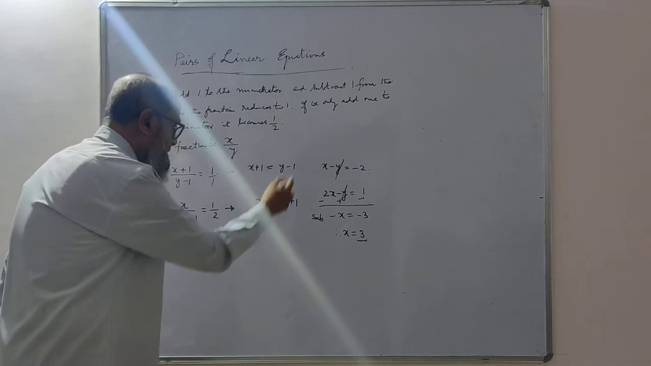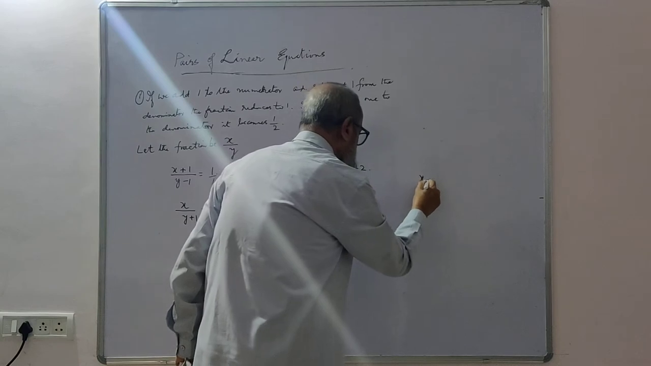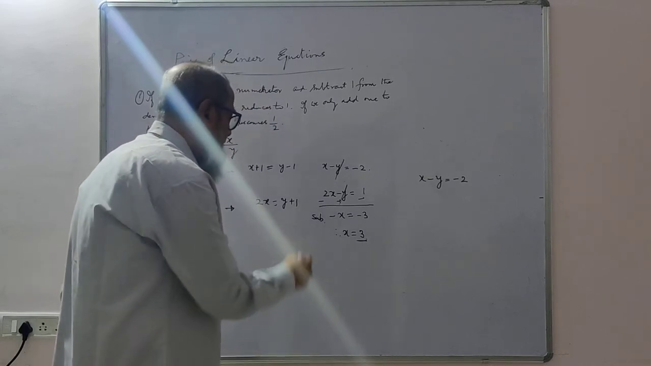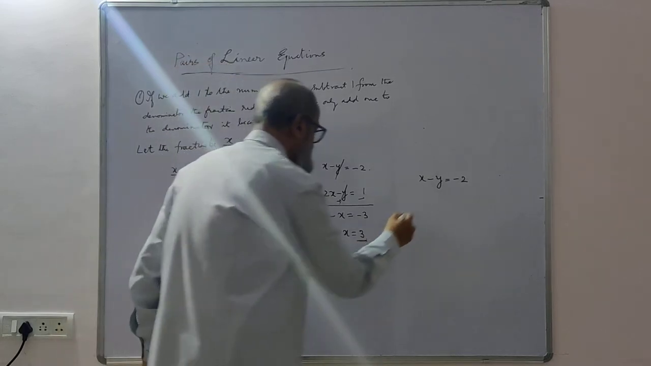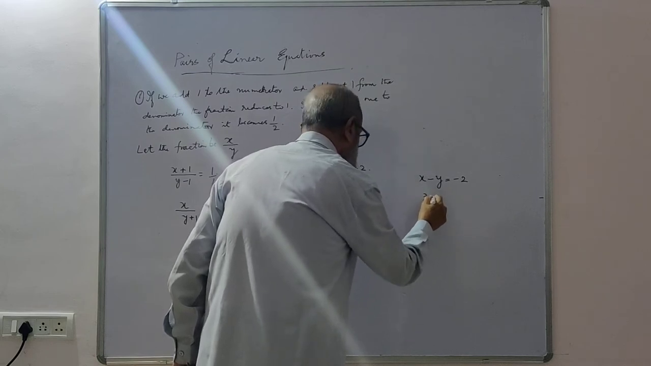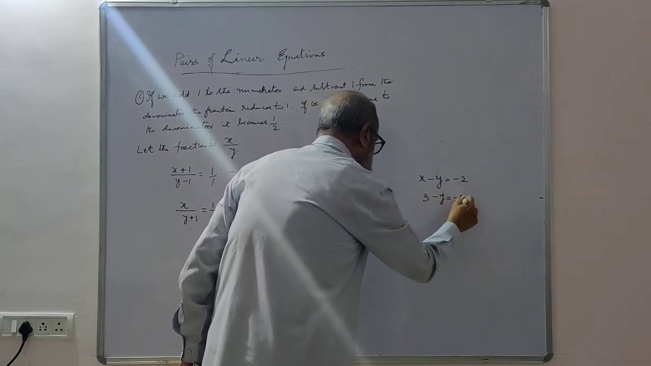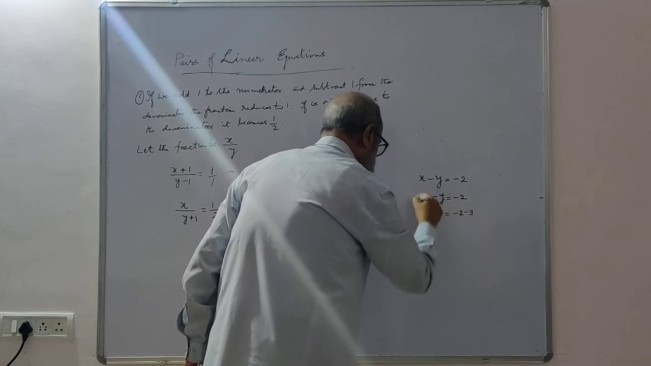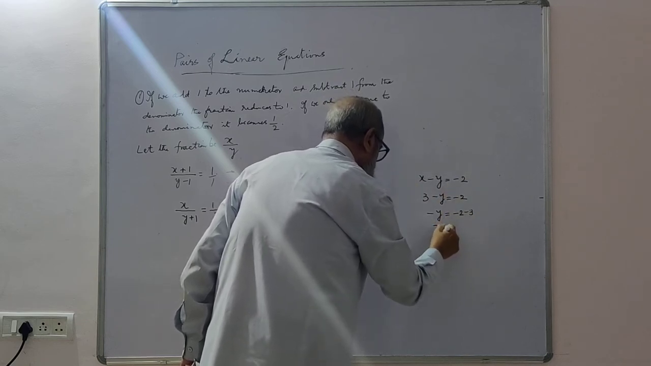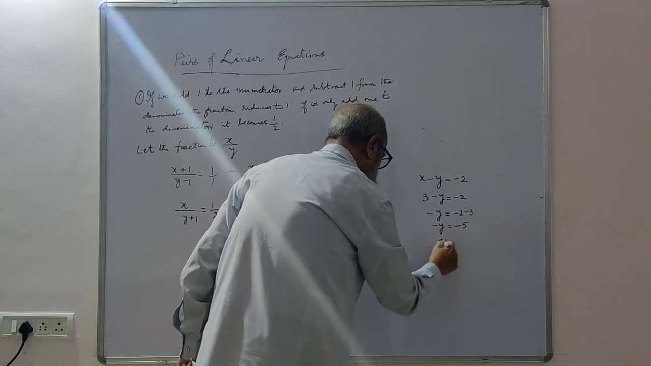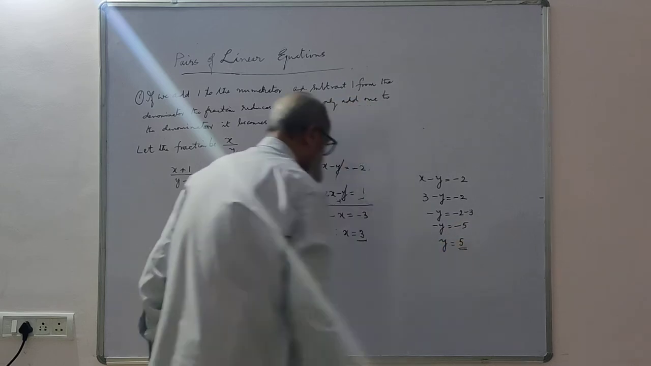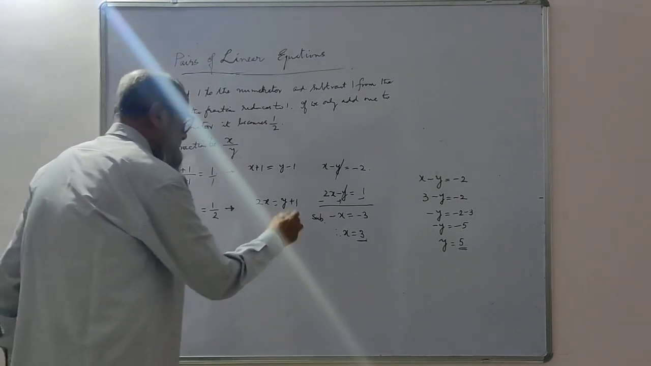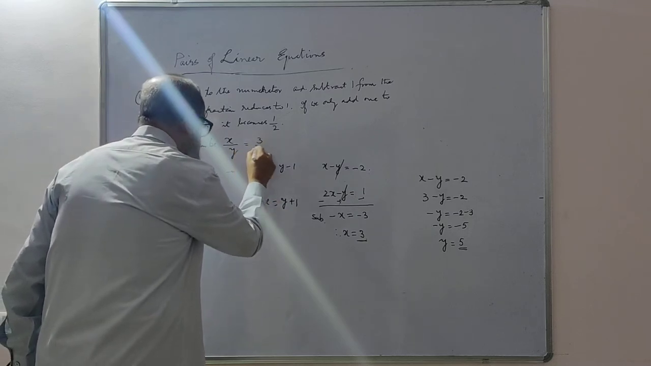Take one of these equations. I have x minus y is equal to minus 2. Either you take this equation or you take the other equation, then you substitute for x. X is 3, right? So 3 minus y is equal to minus 2. So minus y will be equal to minus 2 minus 3, that is, this 3 goes to that side. So minus y will be equal to minus 5. So y will be equal to 5. So that is the value of y. Now the required fraction is, therefore, 3 by 5. 3 by 5 is the fraction.